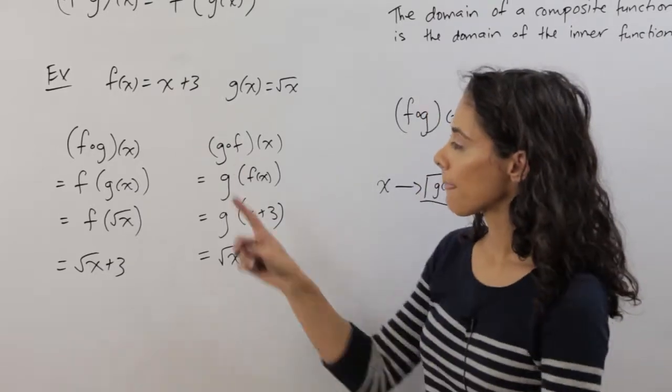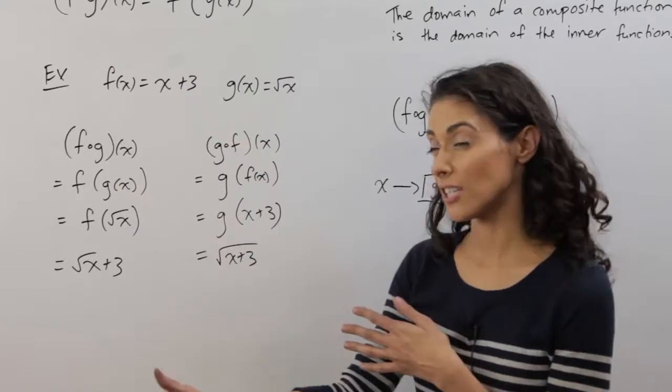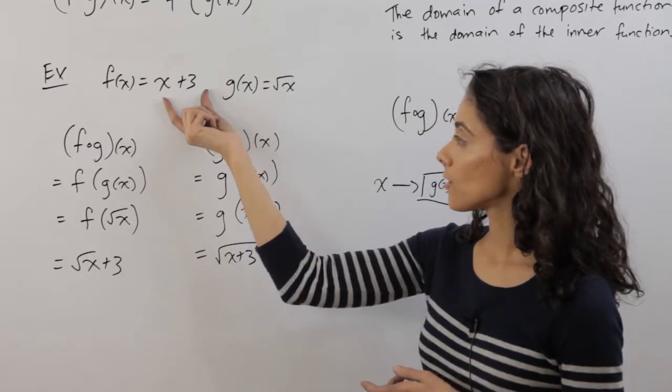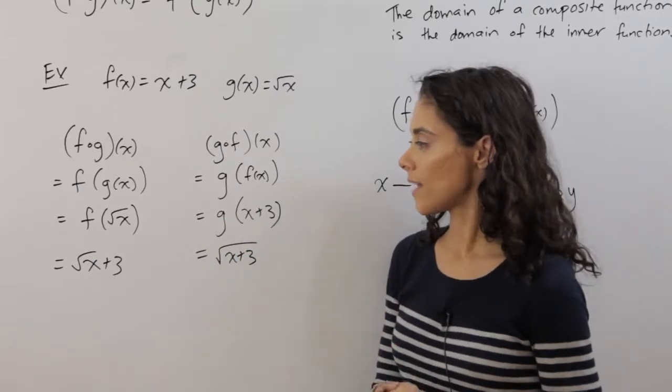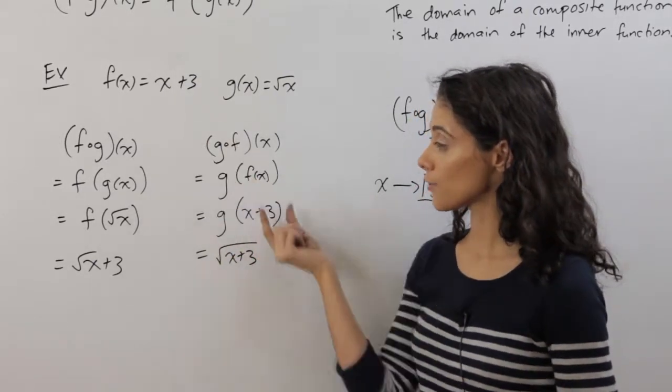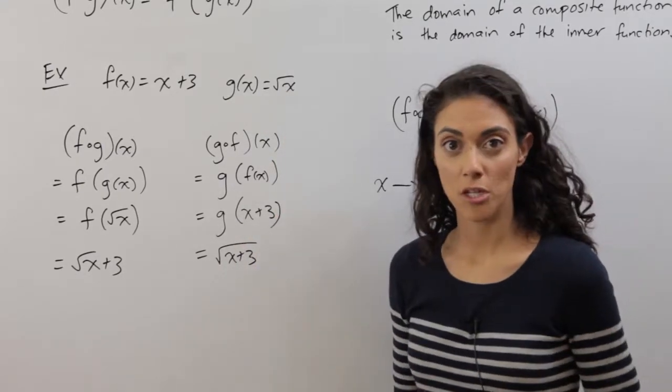The other way around, g at f of x means take f of x, plug it into g. Take this linear equation, plug it into the x in there. So we're finding g evaluated at f of x, g evaluated at x plus 3, taking that, putting it in the square root: root of x plus 3.